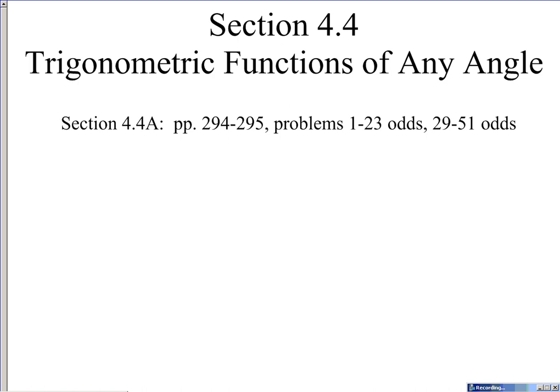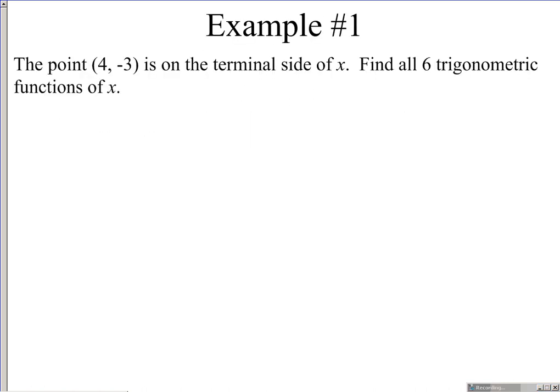Section 4.4, trigonometric functions of any angle. The point (4, -3) is on the terminal side of x. Find all 6 trigonometric functions of x. So you'll plot (4, -3). (4, -3) takes us into quadrant 4. To the right 4, down 3.